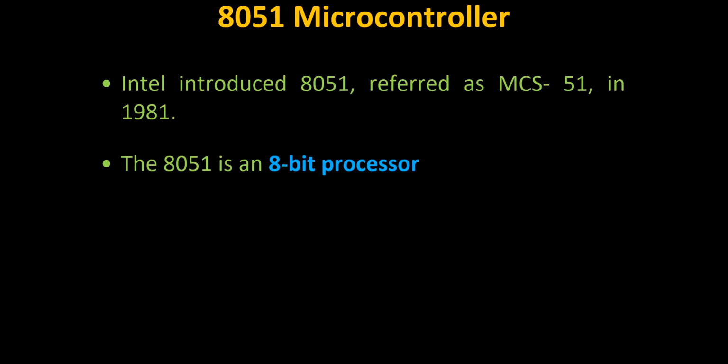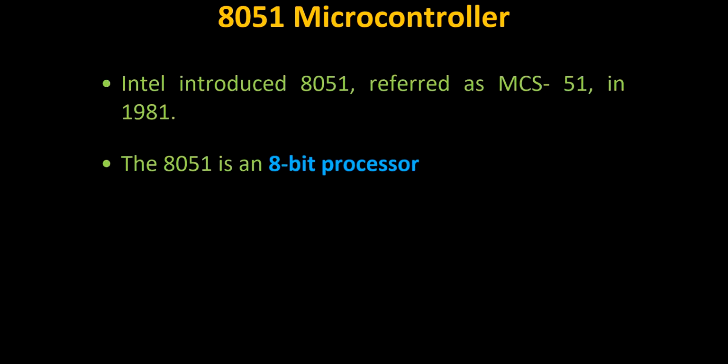8051 was introduced by Intel, referred to as MCS 51, microcontroller system 51, in 1981. See, 8051 is basically an 8-bit processor. How can we say it is an 8-bit processor? Any processor operates on data, and the maximum bit size it can operate on is 8-bit. So that's why it is an 8-bit microcontroller.